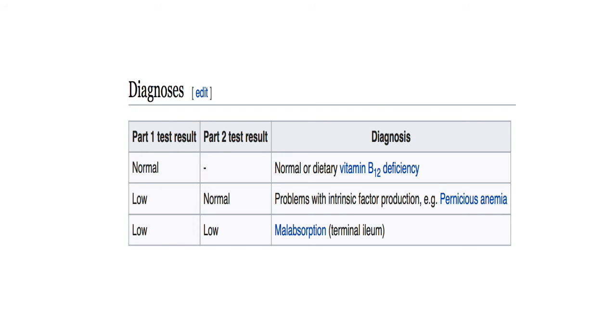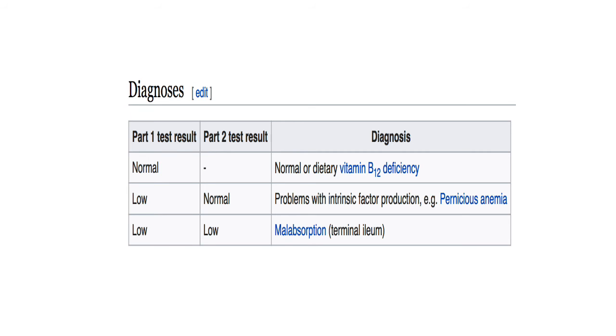Coming to the diagnosis, part 1 is mainly oral vitamin B12, and part 2 is cold B12, that is intramuscular B12. So the same thing is repeated in all the stages anyway. If part 1 is normal, part 2 can be seen in normal or dietary vitamin B12 deficiency. If part 1 result is low but part 2 becomes normal, then the problem is with intrinsic factor production, that is pernicious anemia.